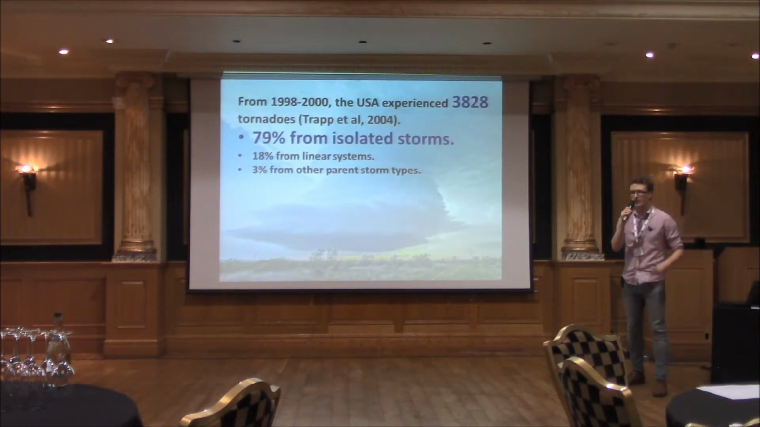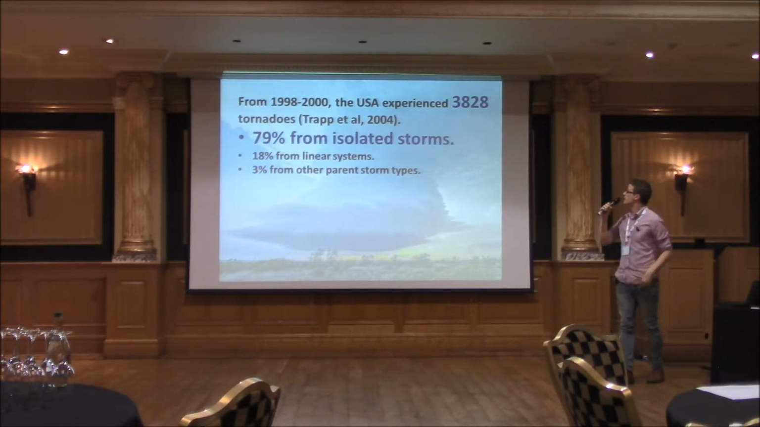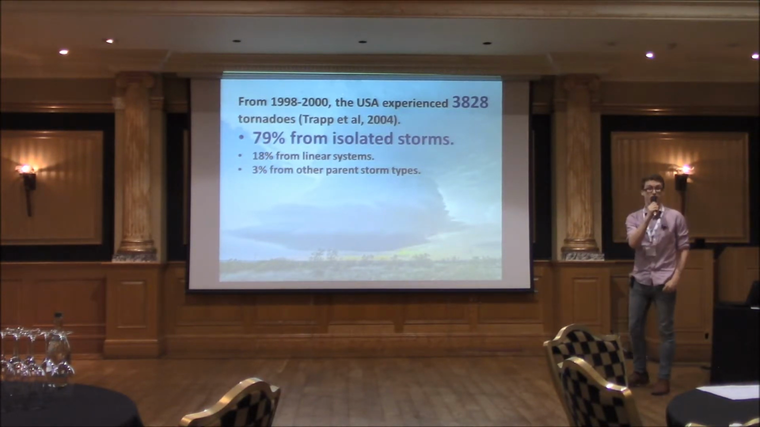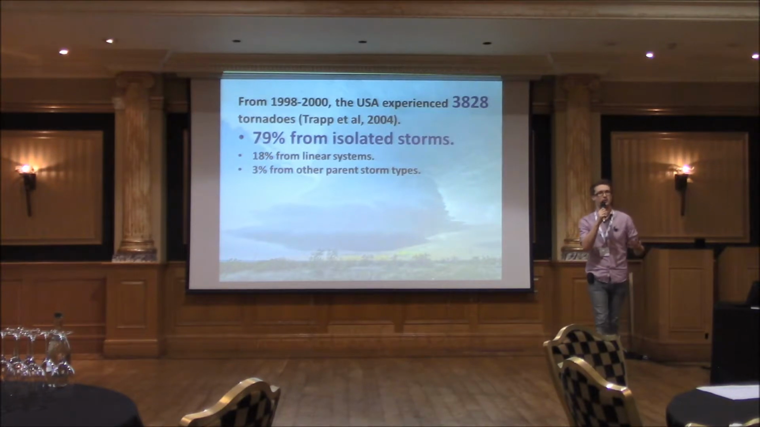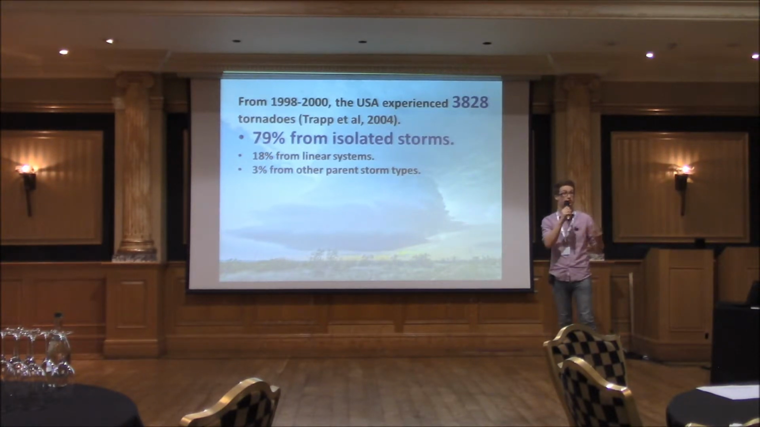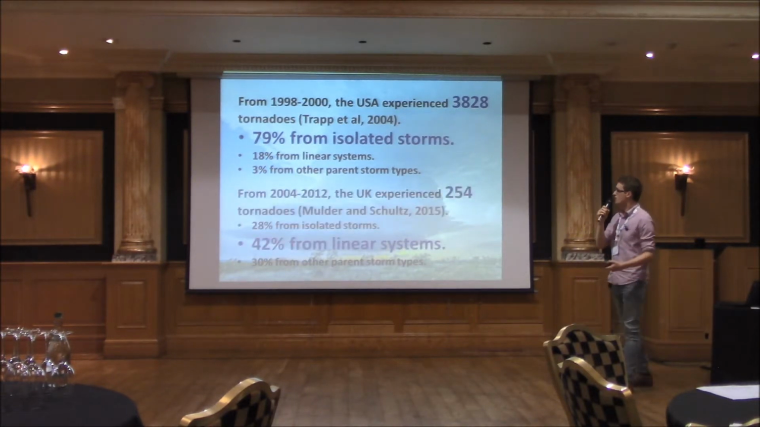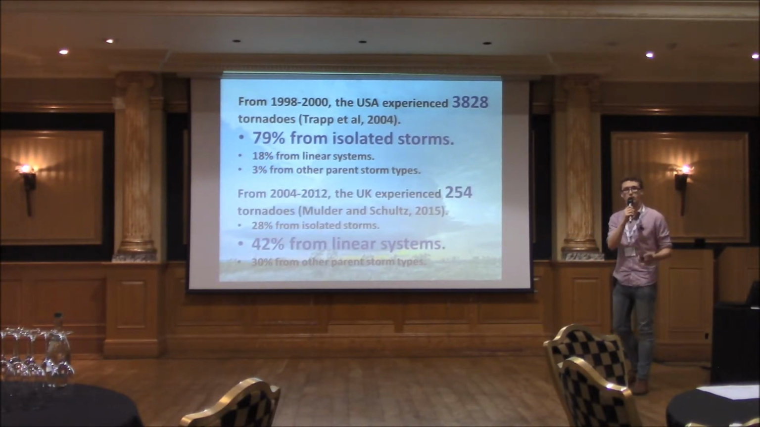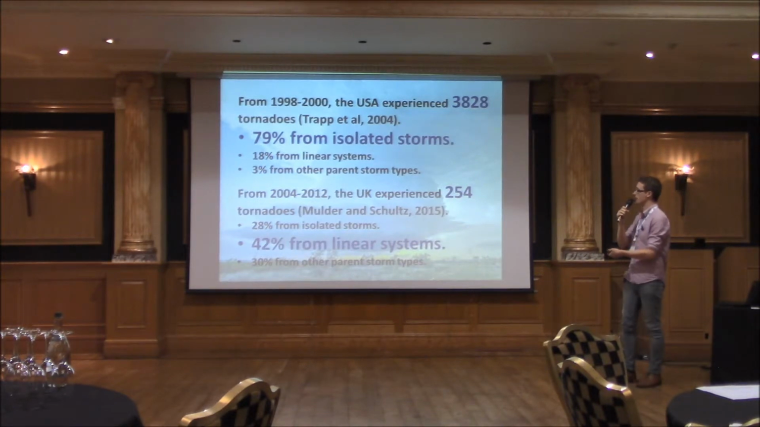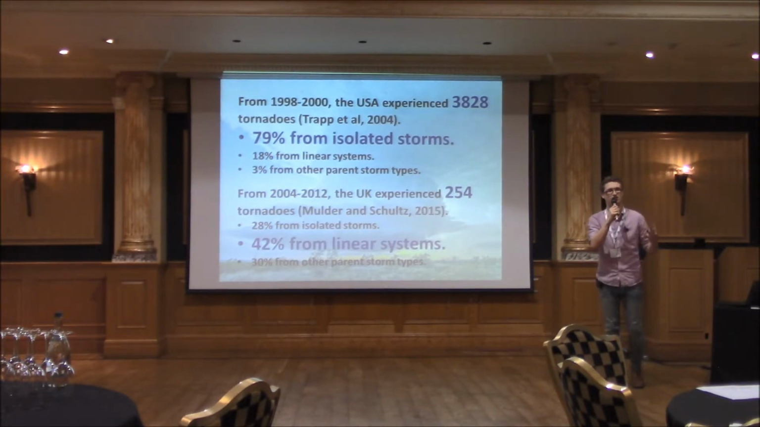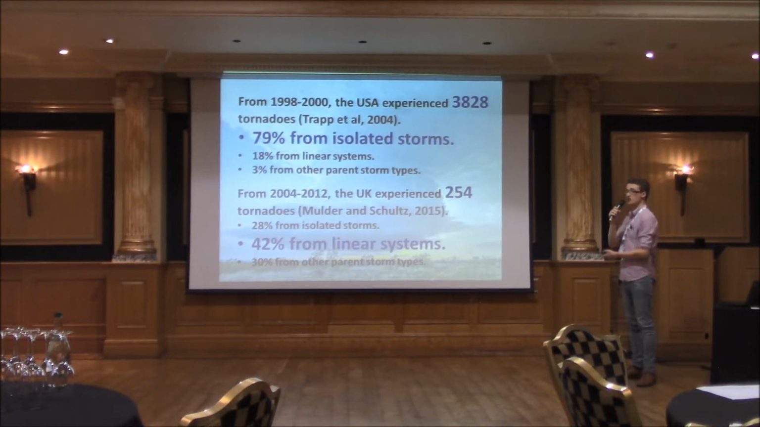So, bringing that idea, the US between these 3 years experienced nearly 4,000 tornadoes, and 80% were from this isolated system, or the supercell thunderstorm. However, when we have a look at the UK, we've experienced significantly fewer tornadoes, but we also noticed that they're from a different parent storm type. So instead of this nice isolated supercell thunderstorm, we seem to experience most of our tornadoes from this linear system, where a linear system can be defined as a line of thunderstorms often associated with some kind of atmospheric boundary.